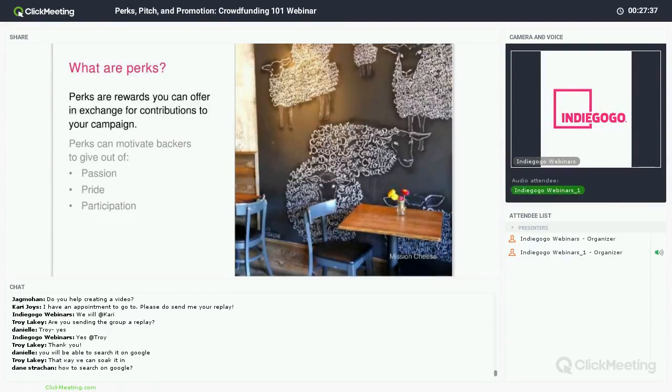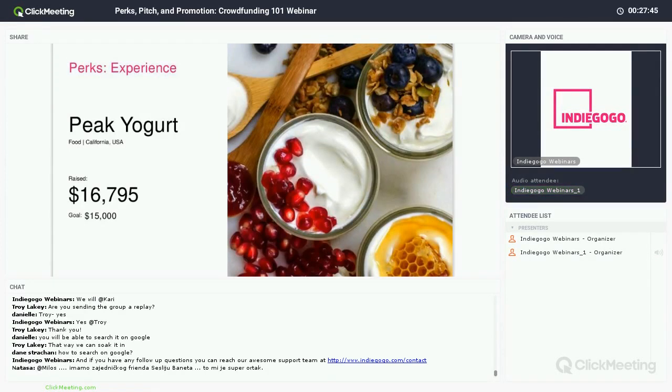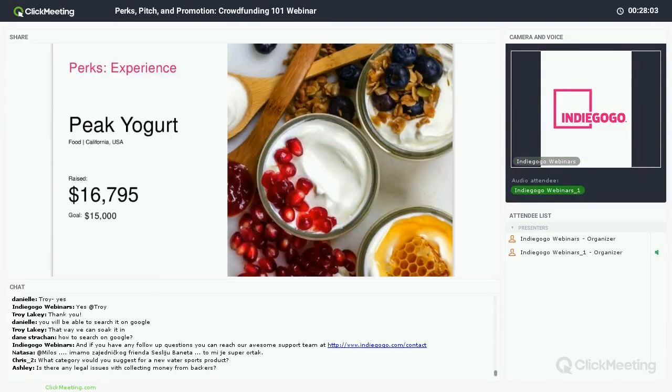So let's give some other examples of what good perks have looked like in the past. We break perks down into a few different categories. One category is experience perks. Peak Yogurt was another local company. They were creating a new yogurt brand that is high fat and super delicious. It's not the stuff you eat when you're on a diet, but it is incredibly tasty. I actually gave to this campaign because I loved it so much.